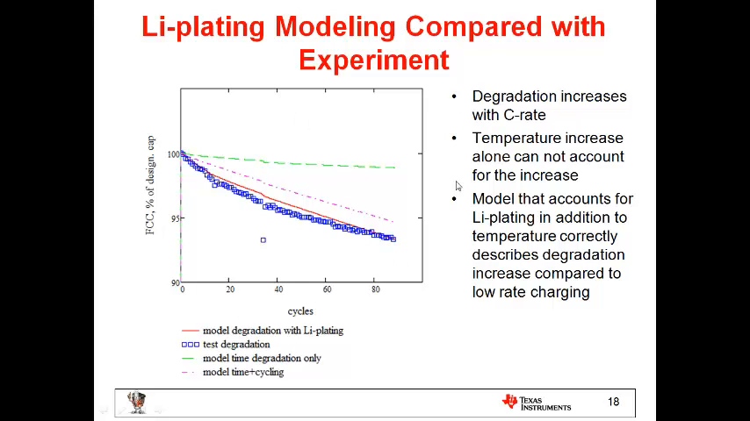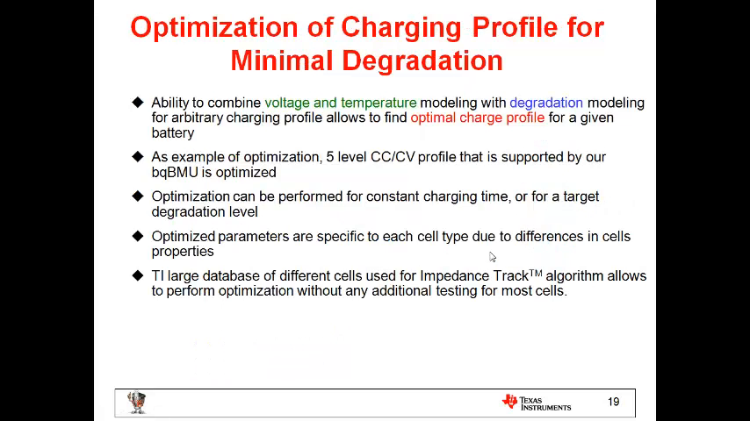So now we can see that we can model it pretty well, but what can we do to eliminate this effect? Well, to eliminate this effect, we can combine our voltage and temperature modeling with degradation modeling and run an optimization that allows us to find the charge profile that will result in the shortest possible charge time, or whatever predefined charge time we can ask, while minimizing the degradation. We applied this to 5-level CCCV charge profile, which is supported by our BQ-BMU, but it could be applied to any other charge control optimization as well.